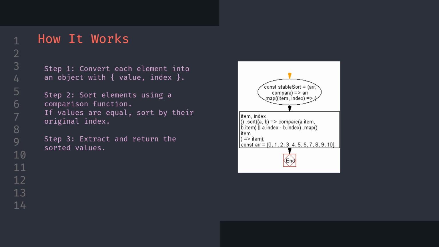The key trick here is preserving indexes. Instead of sorting row values, we wrap them in objects and store their indexes. During sorting, if two values are equal, we use their index to maintain their original position.